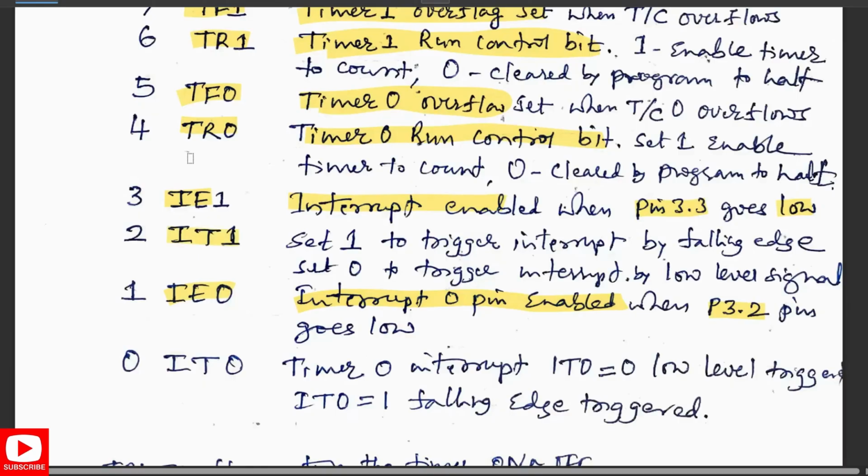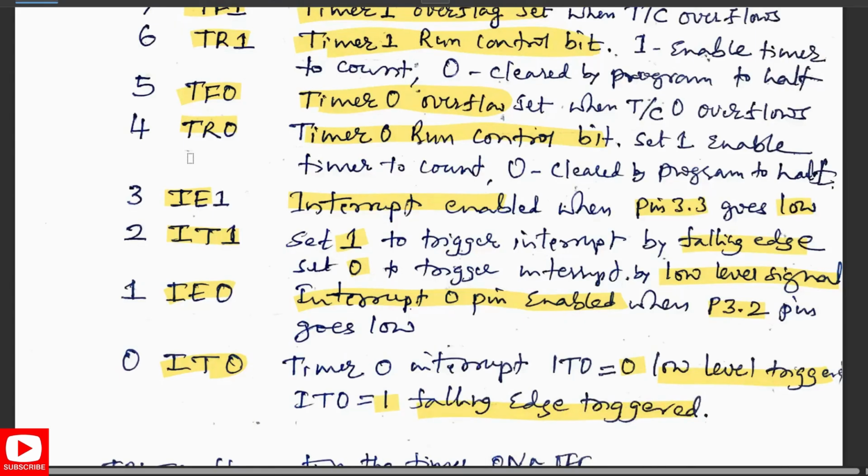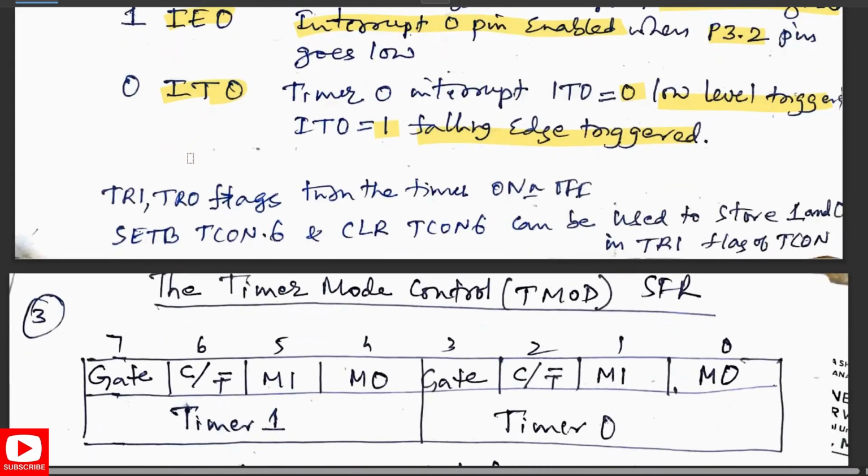Next, IT1. This will be 1 when the interrupt is triggered by a falling edge. It will be 0 when the interrupt is triggered by a low level signal. Next, IT0. Here it is the timer 0 interrupt. This is 0 for low level triggered, and 1 for falling edge triggered. So this was about the bits of the TCON.